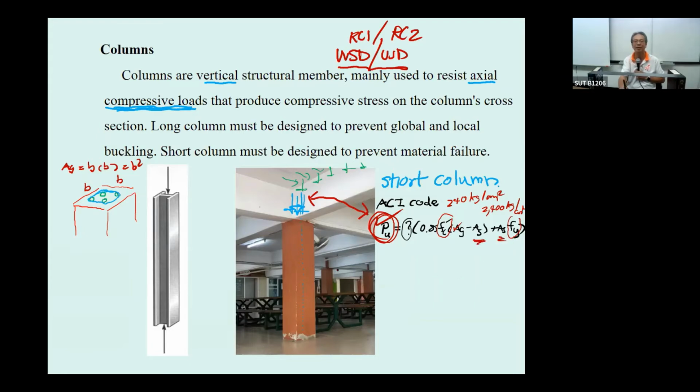Then you can specify the area of the steel used in this column, and As must be larger than or equal to 1% of Ag. It's going to be larger than this. If you compute it less than this, you have to increase it to 1%.